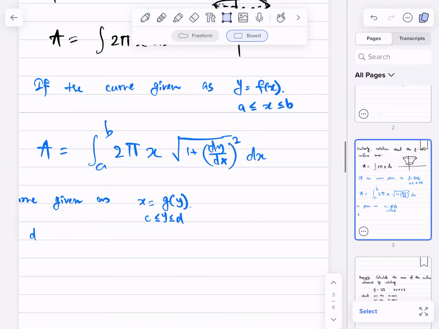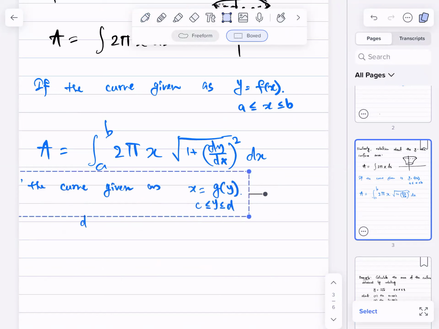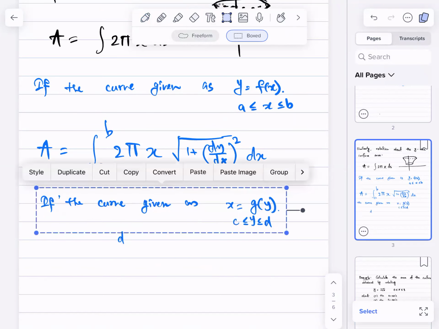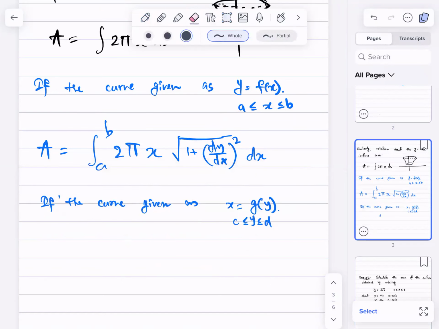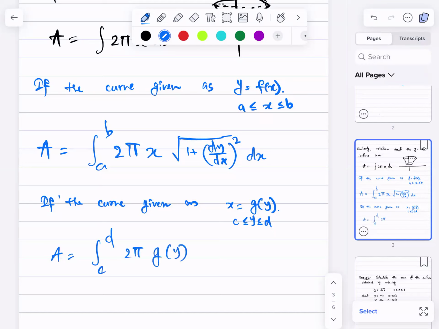And for the other type of curve, the formula becomes the integral from c to d of 2 pi x, where x is g(y), so I can write g(y) times the square root of 1 plus (dx/dy) squared, dy. Okay, sweet. Now let me solve examples.